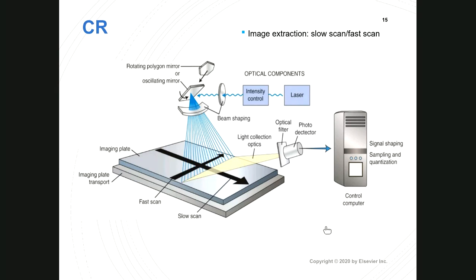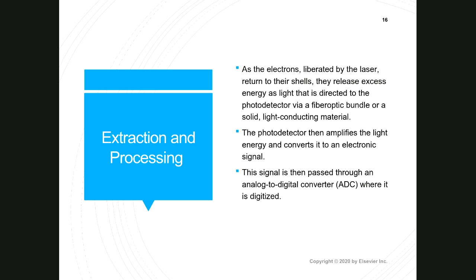Very simply, this is how it extracts it. This is what takes place in the plate reader. We have a laser, and remember the optics, the filter, and the photodetector. So when this is in the plate reader, it scans the PSP plate that you put in there, and this is how it actually acquires the latent image and extracts it. That picture was actually on page 118.